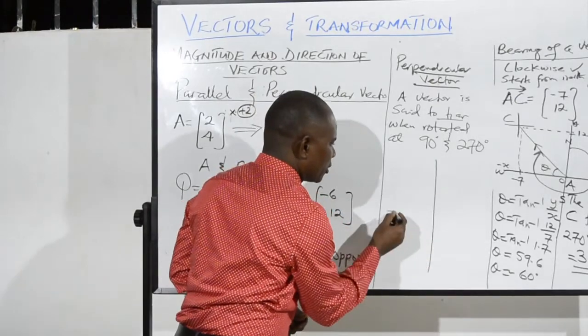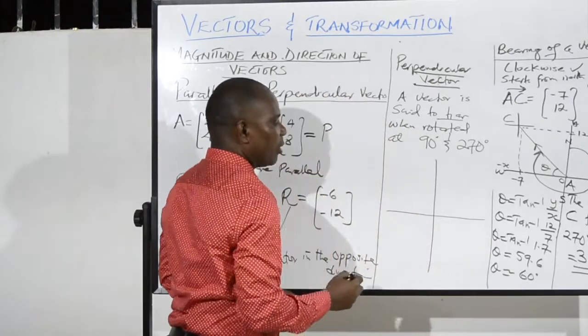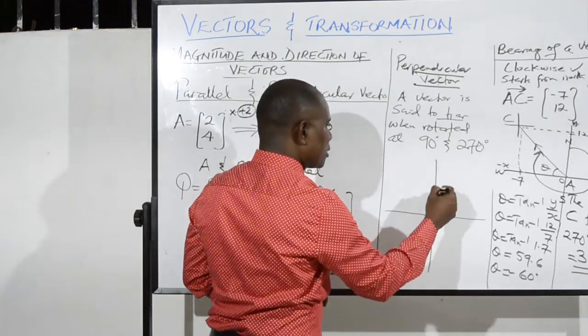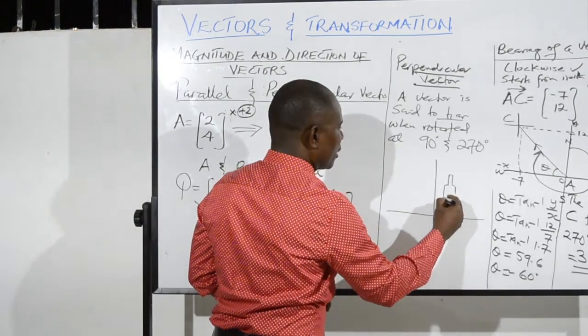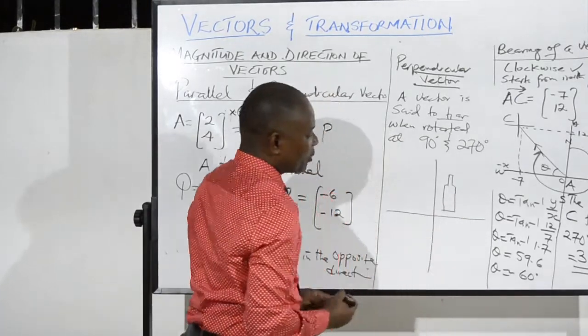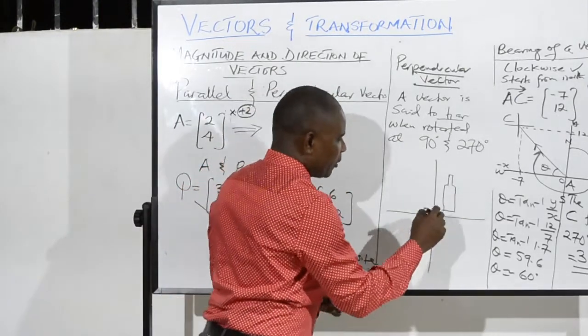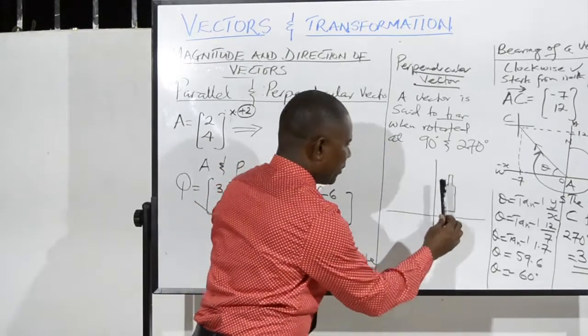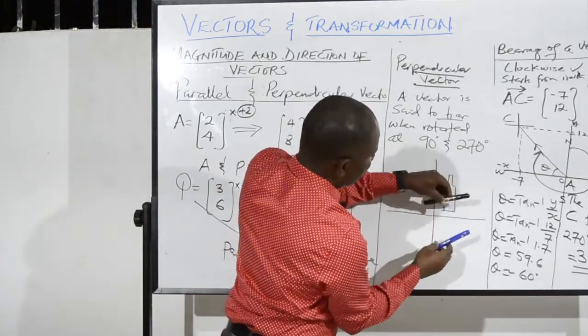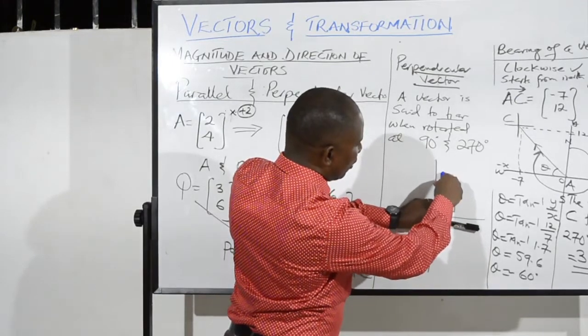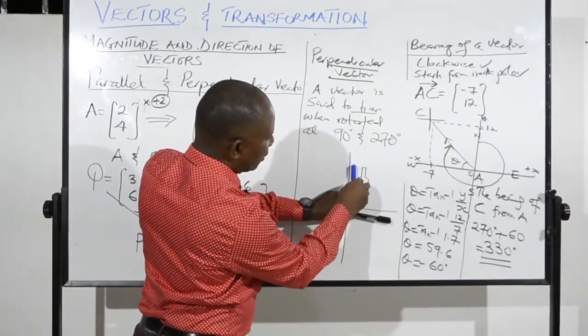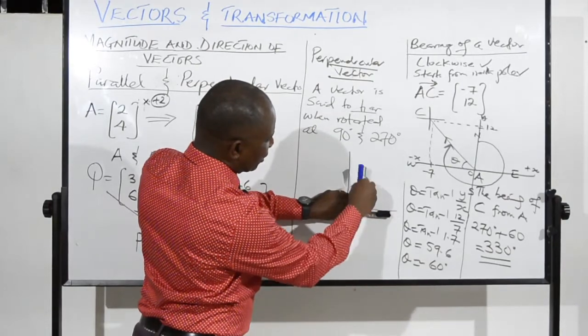For example, let me look at this example here. Let's say the vector is standing this way like a bottle. I put a bottle somewhere here, and now I want to rotate this bottle and drop it perpendicular. It was standing like this. Now I have dropped the bottle, rotated it 90 degrees. This is perpendicular.